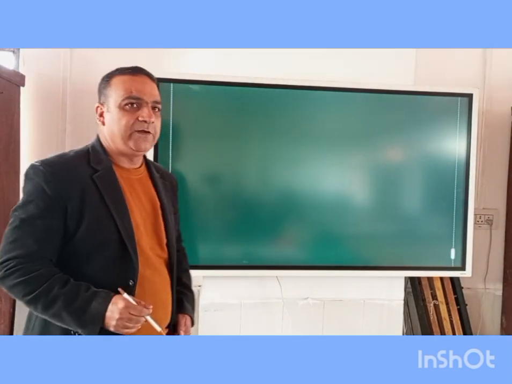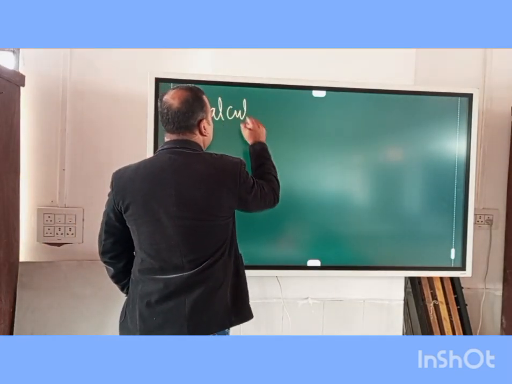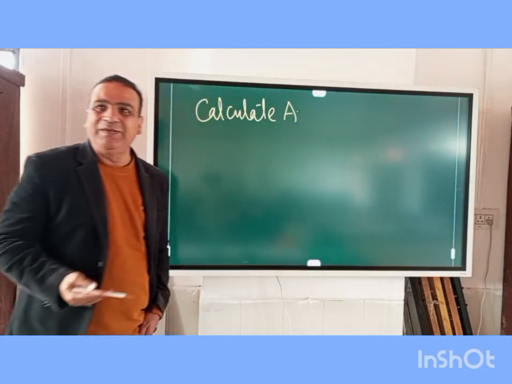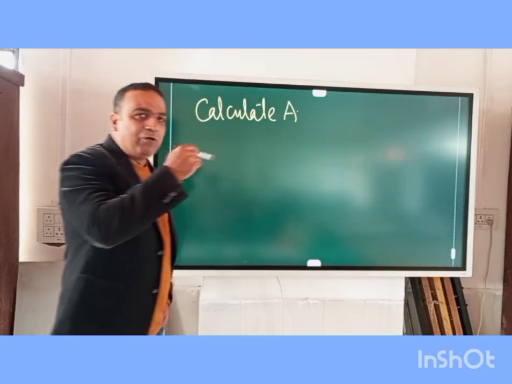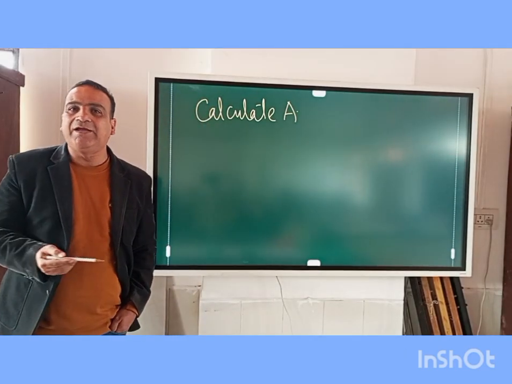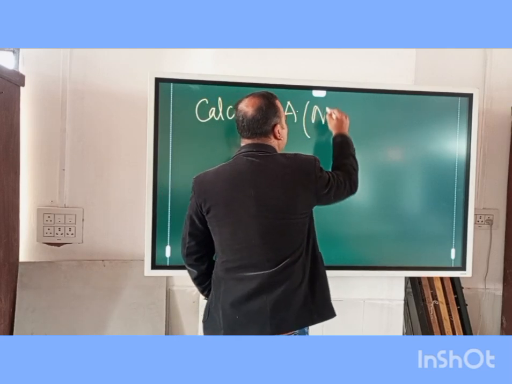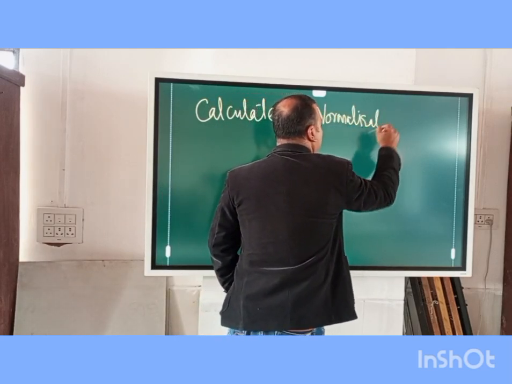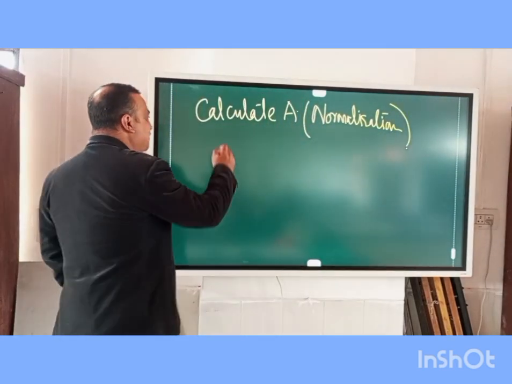Okay, so where are we? We want to calculate A, because we want the complete wave function. A can be calculated using the condition of normalization. So we need normalization. And what's normalization?